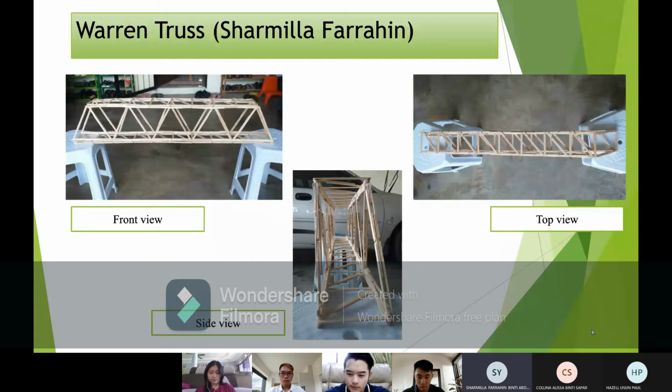An advantage of this Warren bridge is that it spreads load fairly evenly between members, and it also has a fairly simple design. A disadvantage of this Warren bridge is that it has poor performance under construction load, and it increases construction cost due to the additional members.